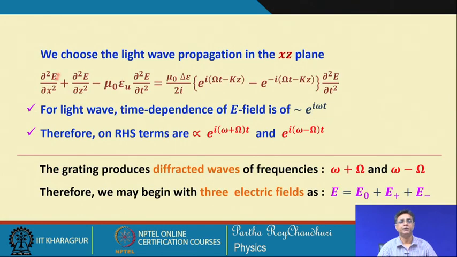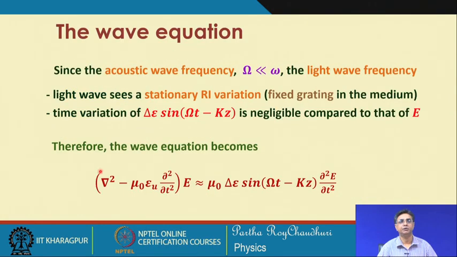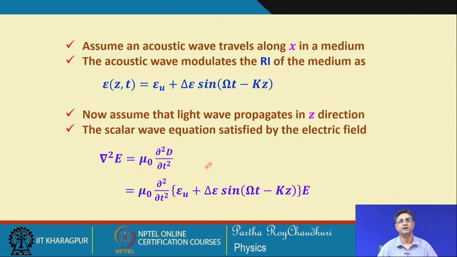Then we can write this equation in this form: del square E minus mu naught epsilon u del square E by del t square, because we can bring this quantity, the stationary unperturbed part of the permittivity, to the left hand side, and we have this on the right hand side. So, this is a direct consequence of this. We take this quantity to the left hand side and leave this quantity on the right hand side.